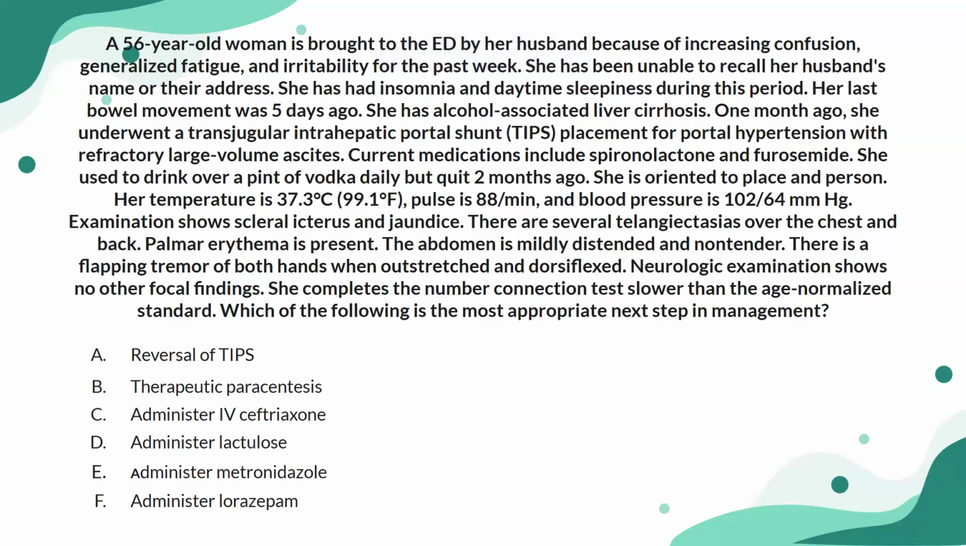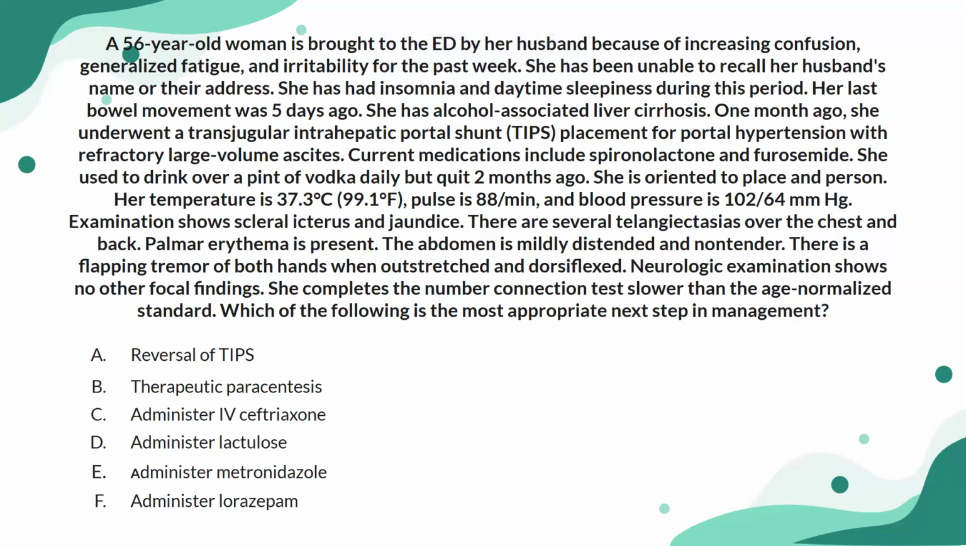A 56-year-old woman is brought to the ED by her husband because of increasing confusion, generalized fatigue, and irritability for the past week. She has been unable to recall her husband's name or their address. She has had insomnia and daytime sleepiness during this period. Her last bowel movement was 5 days ago, and she has alcohol-associated liver cirrhosis. Okay, there you go. And now she's presenting with increasing confusion.